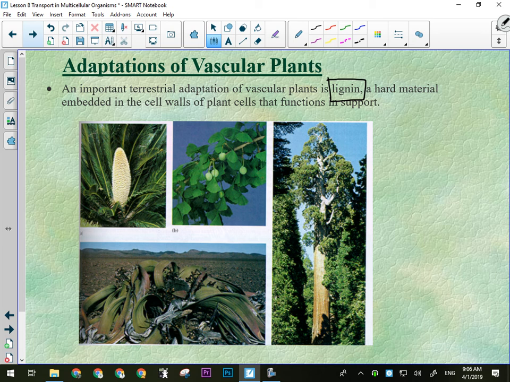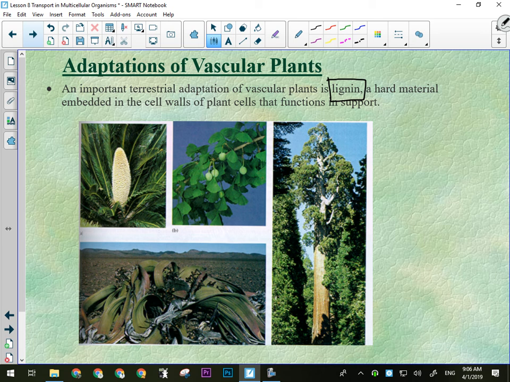Lignin is a material that acts like mortar. If you've ever laid bricks, or seen bricks, or seen stacked stone or something like that, they put mortar in between the stones. It's like cement. It's a glue for rocks, and it puts them together. Well, lignin is a glue or a cement or a mortar for cell walls. It cements them together and makes them stronger. By doing so, it hardens the cell walls, making them wood.